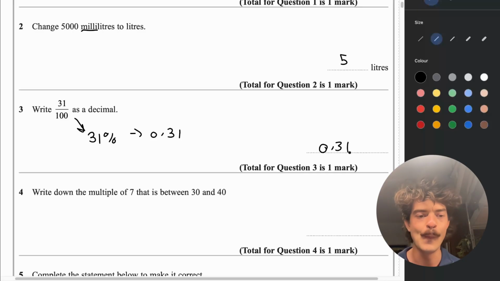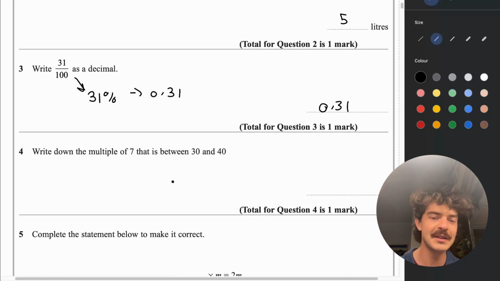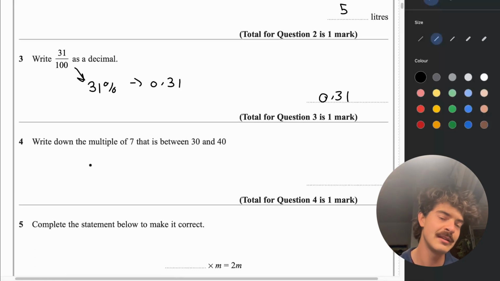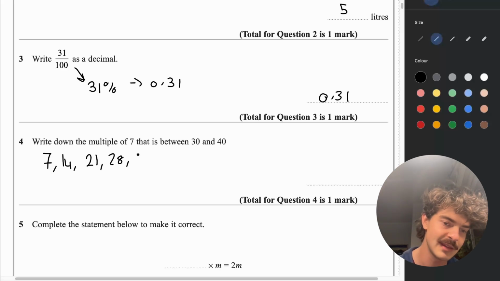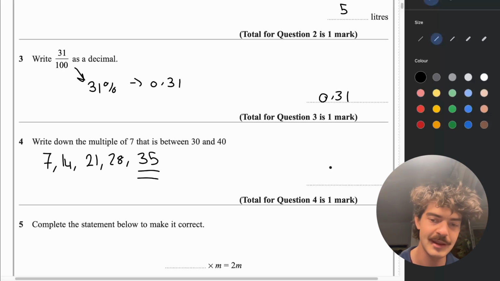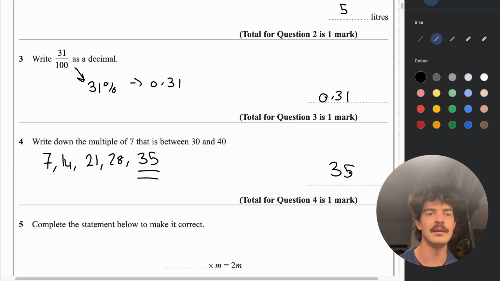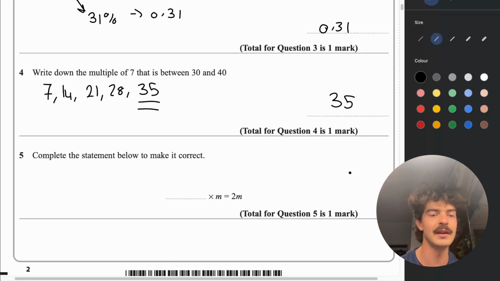Nice. Write down the multiple of 7 that is between 30 and 40. Maybe you know this off the top of your head, but if you didn't, all you're doing is going through your 7 times table: 7, 14, 21, 28, 35. Look at that, there it is. Boom, 35. Cool. Right, off to a good start here.